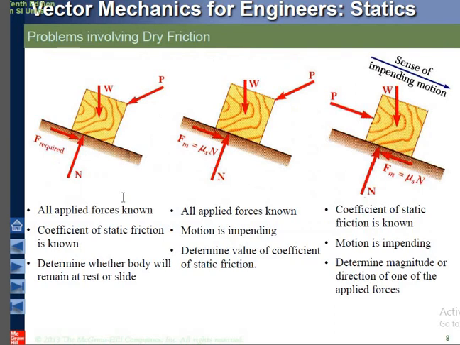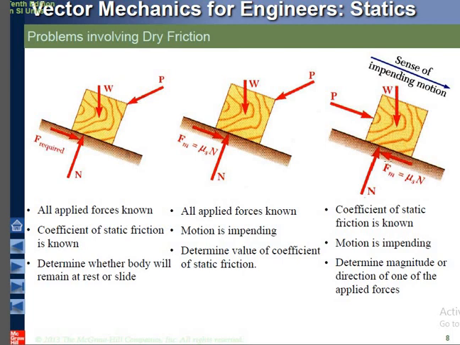In this figure, this force P is acting at an angle. Here we know all the applied forces and the coefficient of static friction. Now we have to find out whether the body will remain at rest or slide. This one is Fm, the applied force, and the friction force is mu s N, that means motion is impending. Now we have to find the value of the coefficient of friction. We also know the coefficient of static friction in these cases. So the motion is impending, that means the body will slide in this direction.